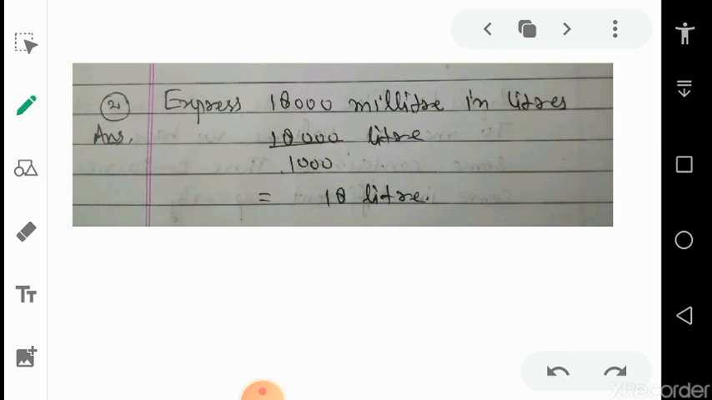Another example, it's easier. Express 18,000 milliliter in liters. Now if we convert milliliter into liter, we divide by 1000, as in the case of kilogram. If we want to convert gram into kilogram, we divide by 1000. A similar method is used here. So 18,000 milliliter is 18,000 upon 1000 liter. All the zeros are cancelled and we have 18 liter.